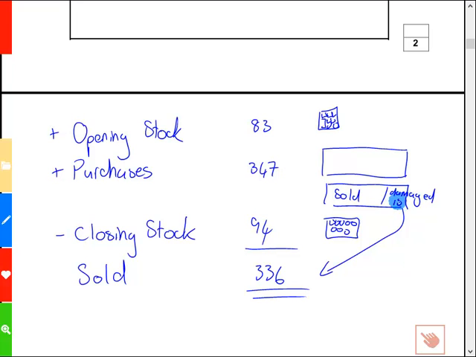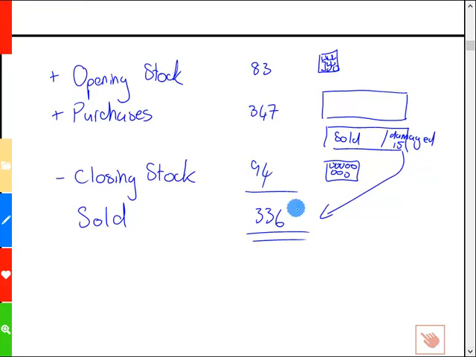Okay, so the sales we're going to calculate now. We know the damaged goods is 15. Right, so our sales figure is going to be 336 minus 15, because we know in total we took out 336, and that is the sold and the damaged goods. Total was 336. So to get to the sold part, we're just going to minus 15, and that is then going to give us 321.